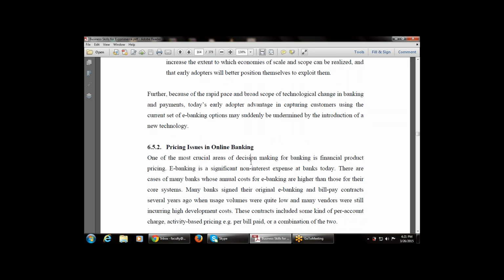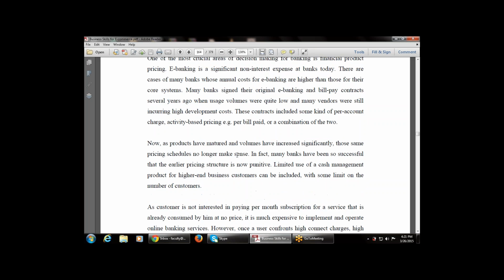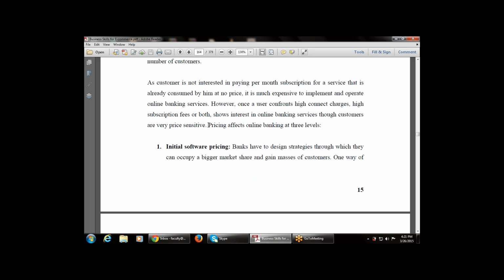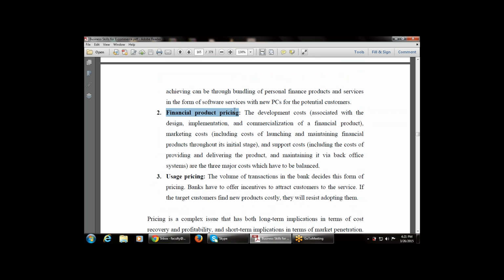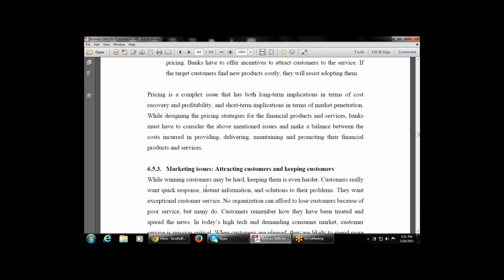The second one is pricing issues in online banking. Some banks offer the same loan on the same conditions at different prices, and other banks offer the same procedure and the same loan at yet another price. So there is a pricing issue in online banking. Pricing also affects online banking at three levels: the initial software pricing, then financial product pricing, then usage pricing. These are the three factors that must be taken care of while doing transactions over the internet.